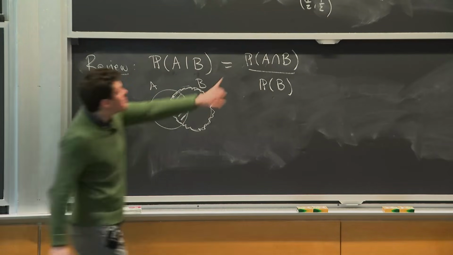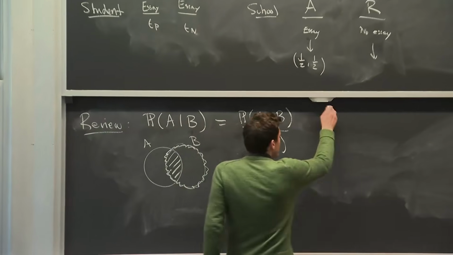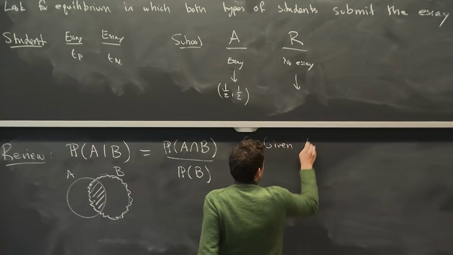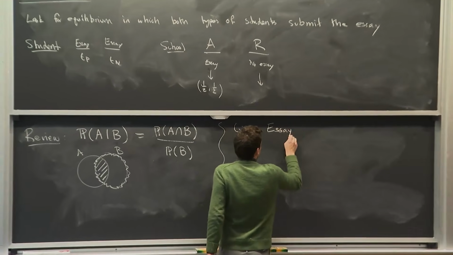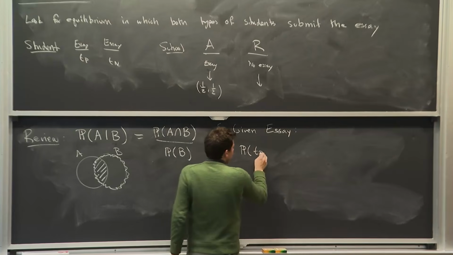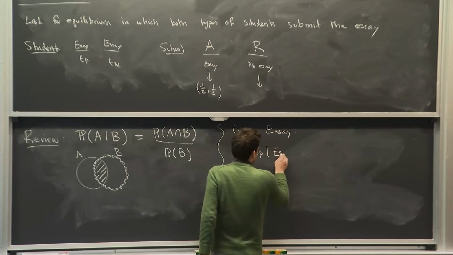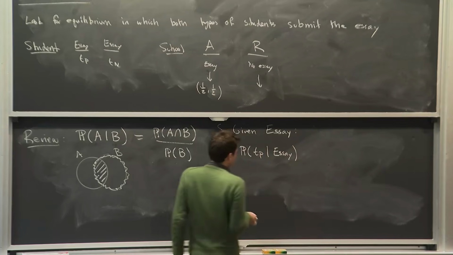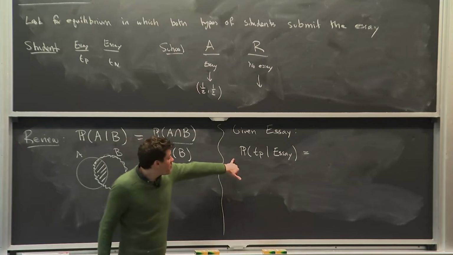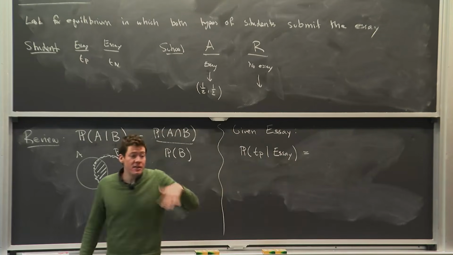Okay. So let's try to apply Bayes' rule when we see that the student writes the essay. What we're interested in is, given essay, what is the probability that the student is passionate, TP, given that they write the essay. And Bayes' rule tells us this is equal to the probability that they're passionate and they write the essay divided by the probability that they write the essay.